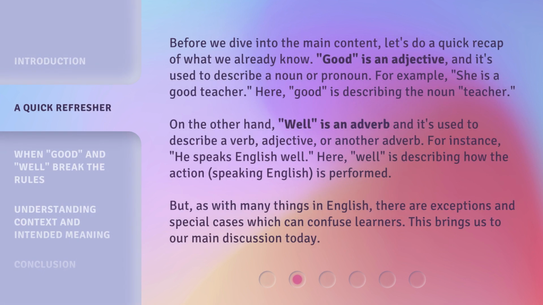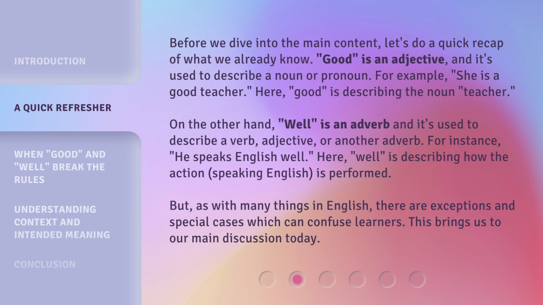Before we dive into the main content, let's do a quick recap of what we already know. Good is an adjective, and it's used to describe a noun or pronoun. For example, she is a good teacher. Here, good is describing the noun, teacher.